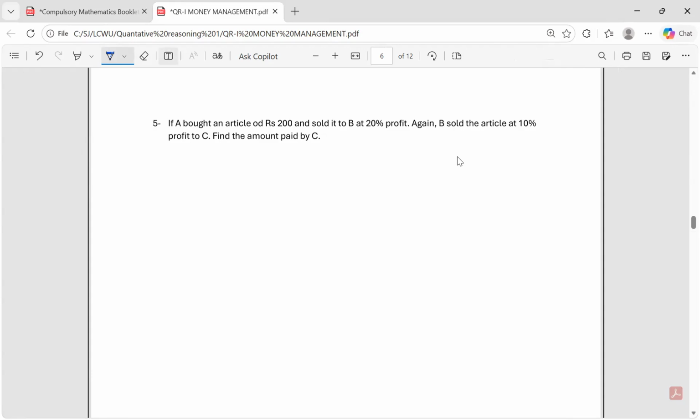First find the amount for which A sold the article to B. We need to find the value in rupees.